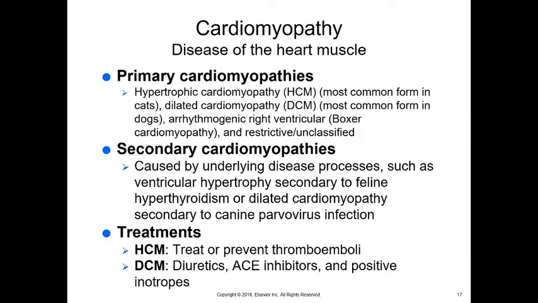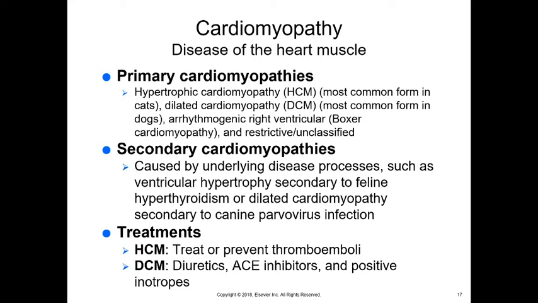So disease of the heart muscle, the primary cardiomyopathy, hypertrophic cardiomyopathy, is the most common form in cats, whereas dilated cardiomyopathy is the most common form in dogs. Dilated means we have an increase in the size of the heart. The heart muscle gets thinner than usual, and the heart gets bigger than usual. There is also an arrhythmic right ventricular cardiomyopathy, also known as boxer cardiomyopathy because it's common in boxers.